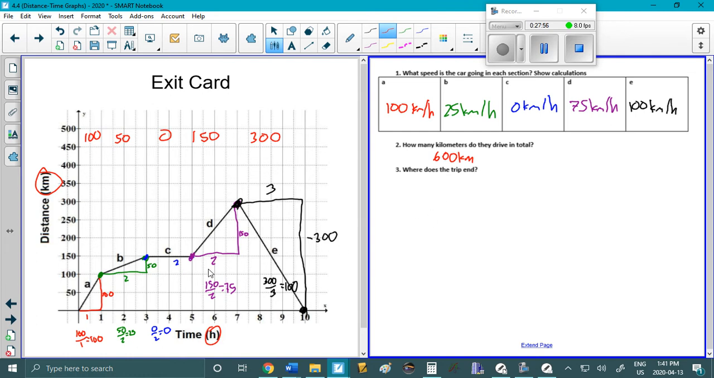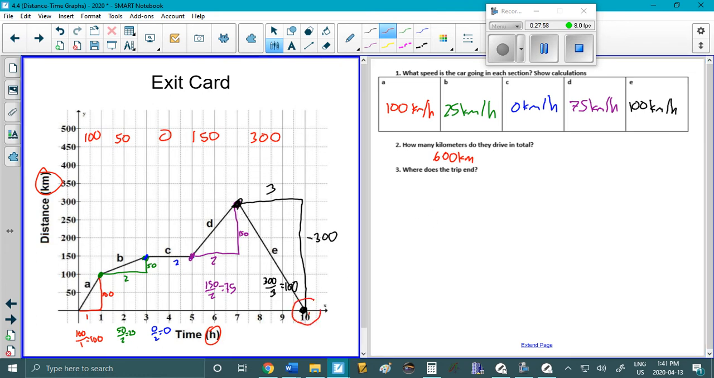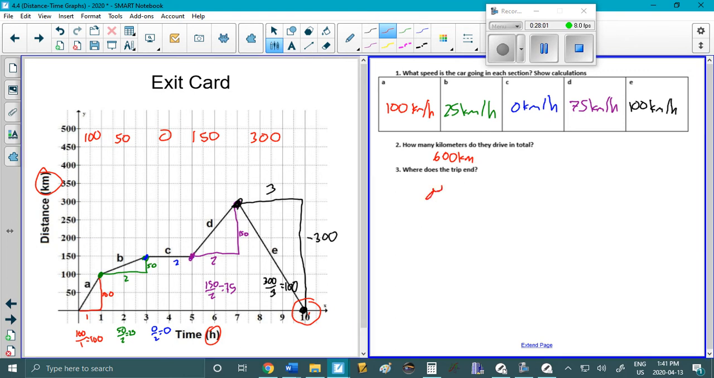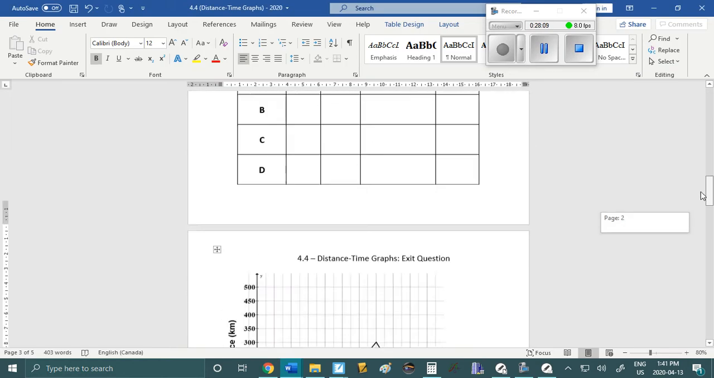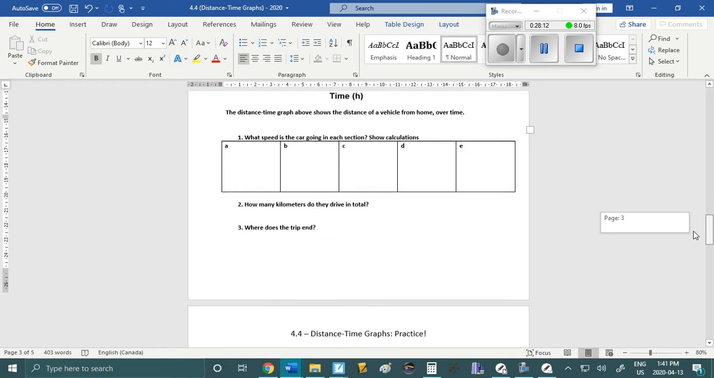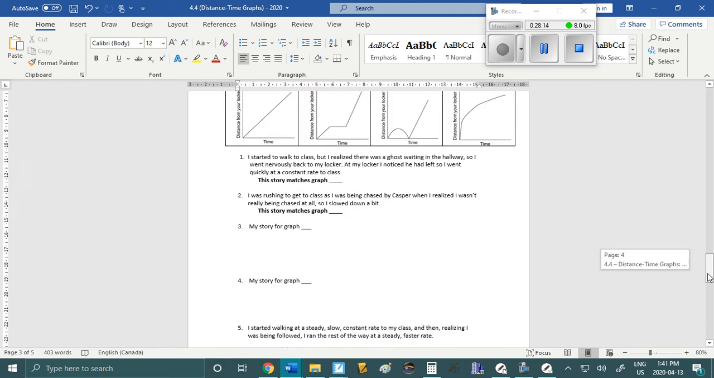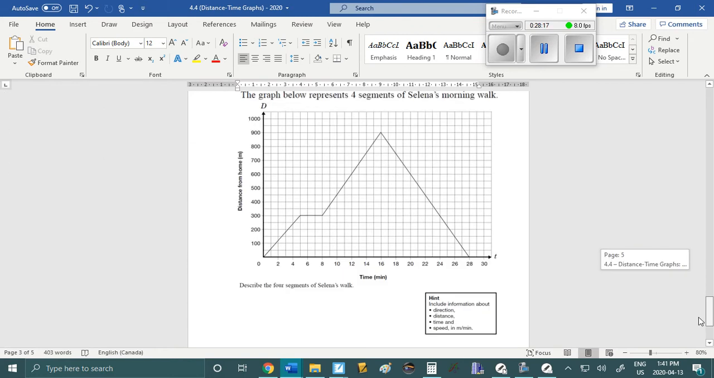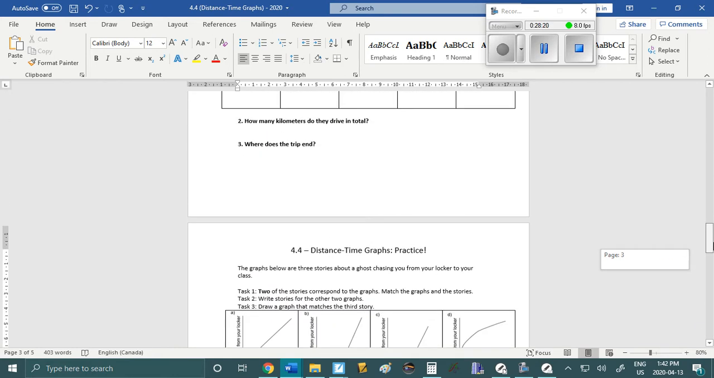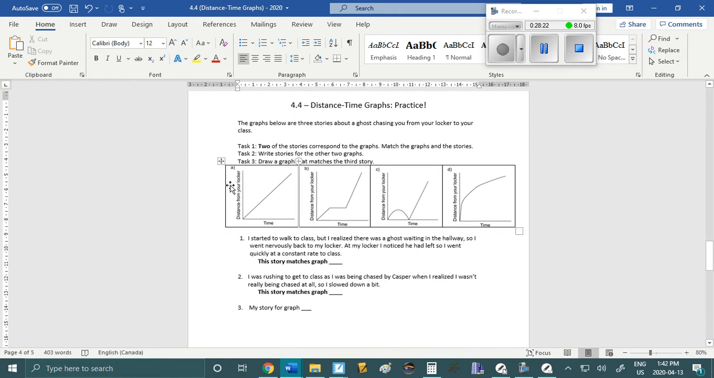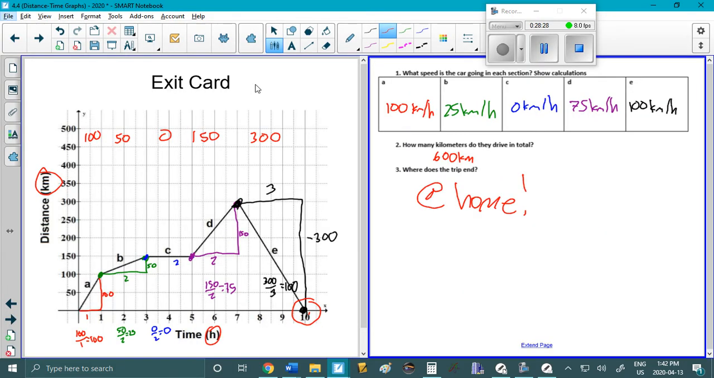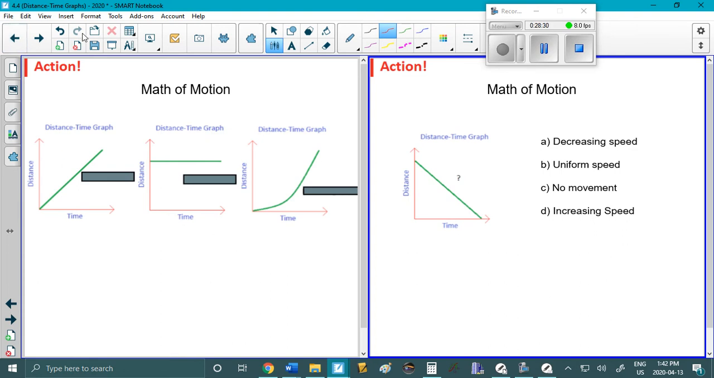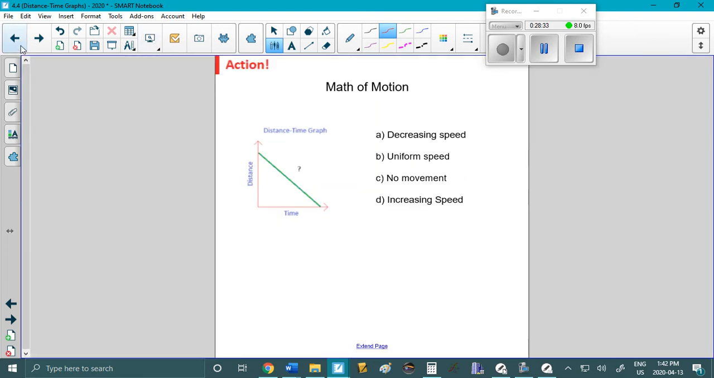And where does the trip end? Well, what's their distance from home at the end? It's 0, so it ends at home. Okay, so I have now gone through the first 3 pages of your 5-page handout. Pages 4 and 5 are going to be your homework, your practice. But before I do, I want to take you through one little thing that I did say I was going to skip, but now I realize I can't, and that is these different lines if they're curved.